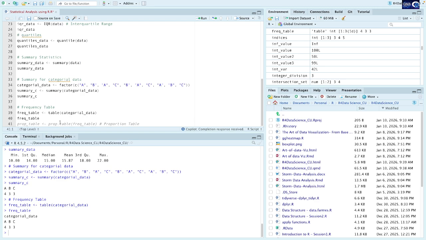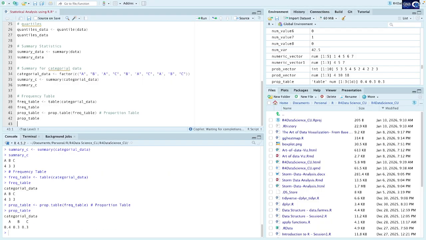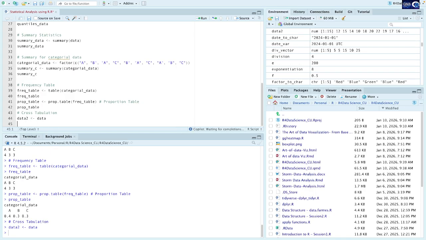Now you can also use the proportion table. So proportion table will give you the proportional values. So that will be like this. What is the proportion of each value? You can also use the cross tabulation, and that will give you the cross tabulation values like this.